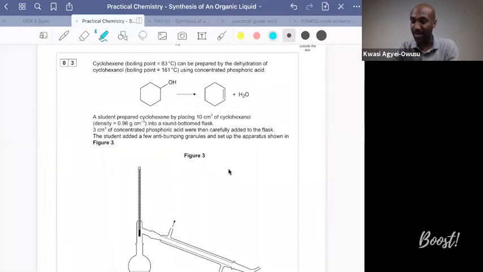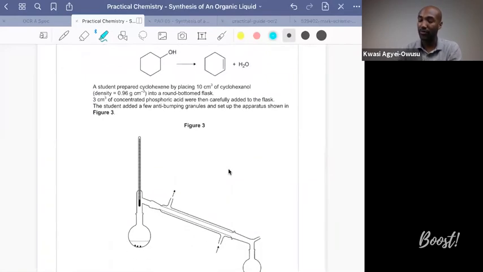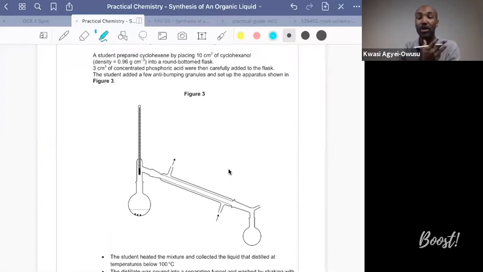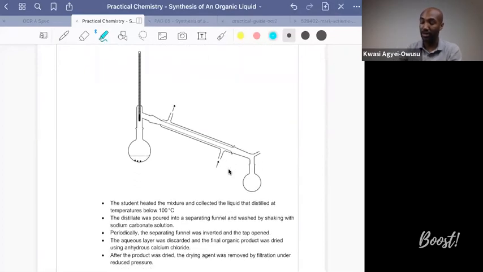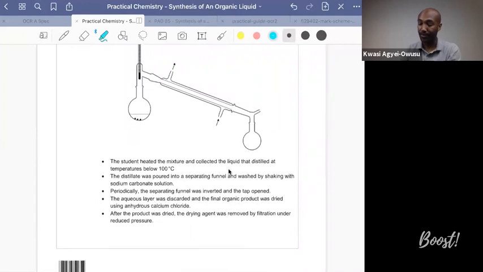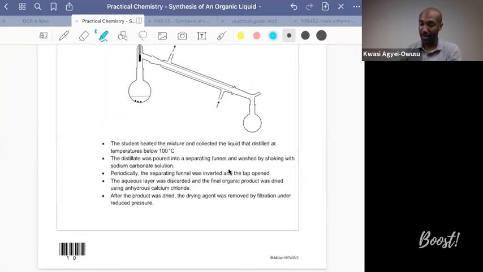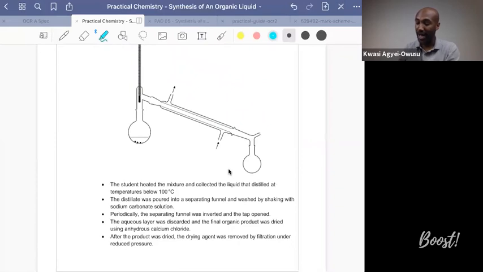A student prepares cyclohexane by placing 10 centimeters cubed of the cyclohexanol into a round bottom flask, given the density of it, and so you should be able to work out the mass used if you're asked to calculate the percentage yield, for instance. Okay, 3 centimeters cubed of conc phosphoric acid is added carefully, and you add a few anti-bumping granules and set up the apparatus shown to be distilling off product. And so the student heats the mixture and collects the liquid that distills at temperatures below 100 degrees C.